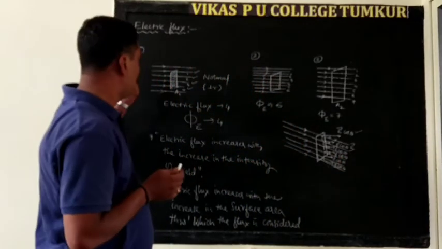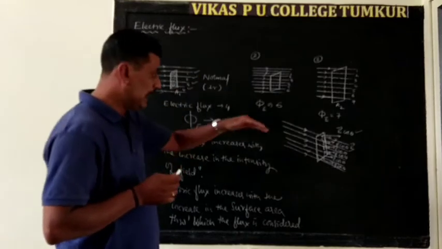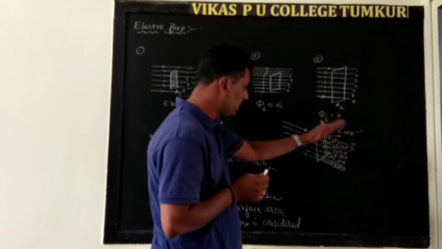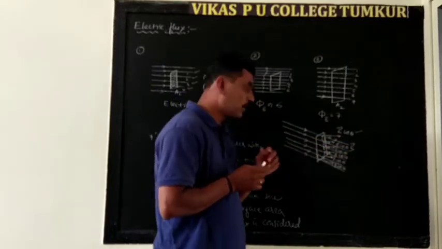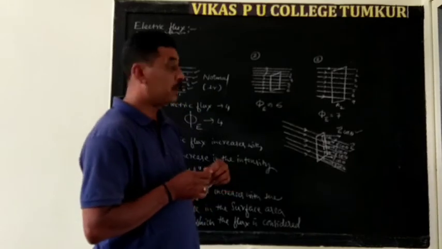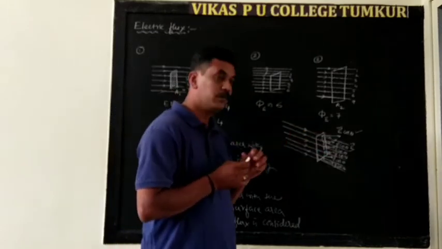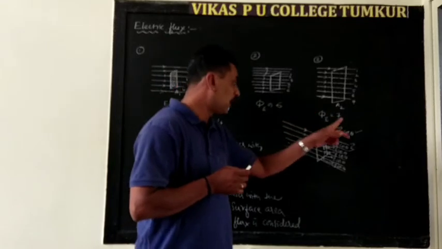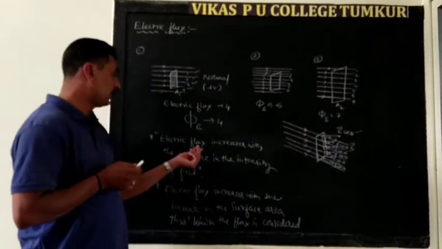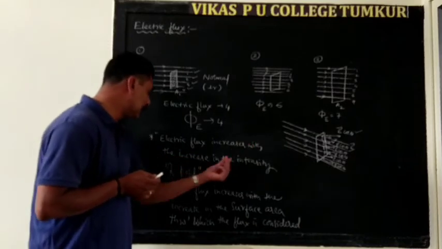If these lines coincide with this, or if the direction of E coincides with the normal to this surface, then theta will be 0, and cos theta will be 1. Now this holds good: electric flux increases with the increase in the intensity of the field.